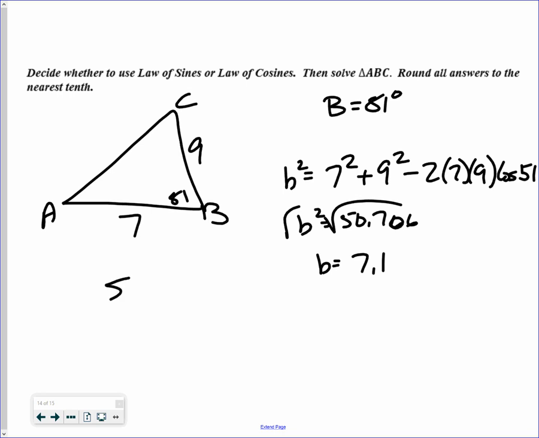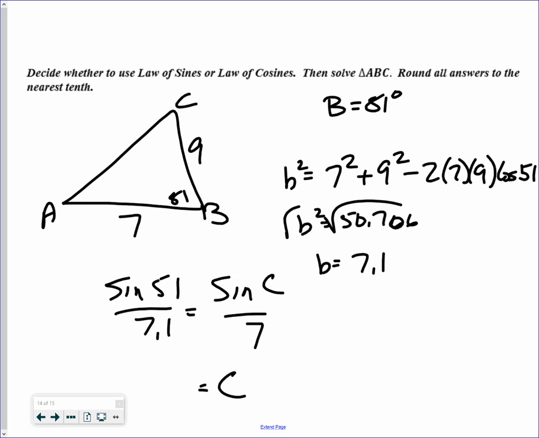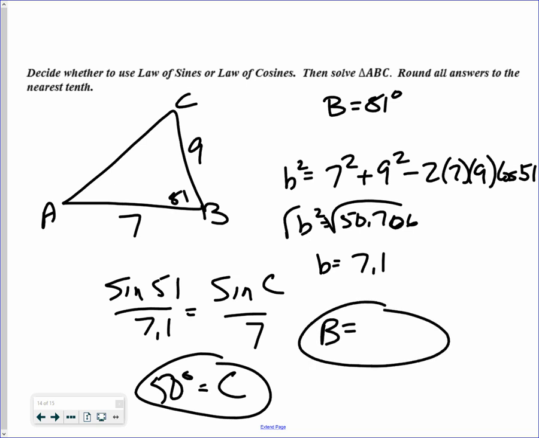So now, sine of 51 over 7.1 would equal, always try the smaller one, so sine of C over 7. I'm not showing much of my work. I'm going to cross multiply and solve. Hopefully you understand that at this point, and I get 50 degrees. And then all the angles have to add up to 180. So 50 plus 51 gets me 79 degrees left over for angle A.